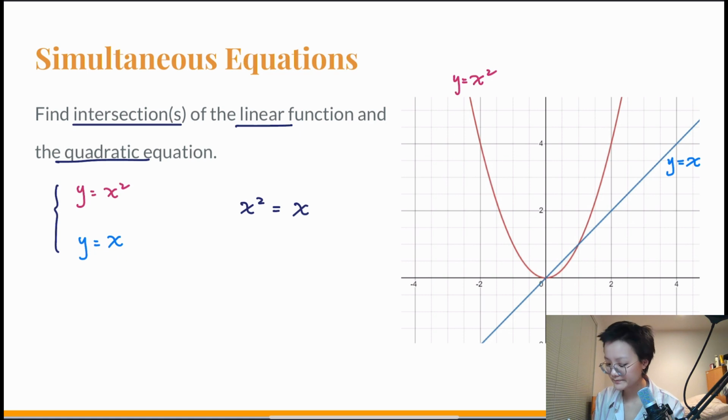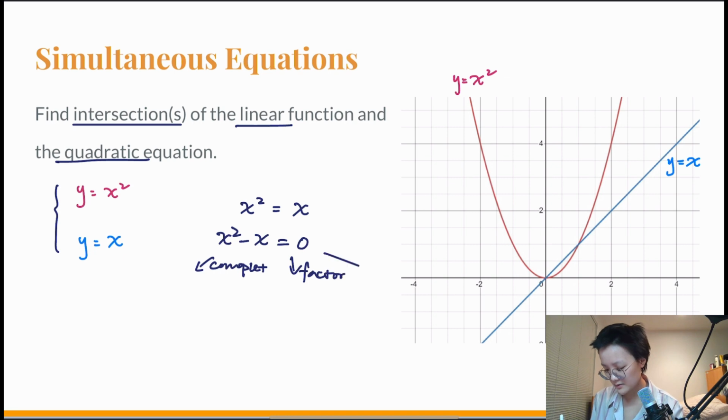How to solve it? Move it to the same side, equals 0. This is the standard form. Now, you can use either method you like to solve it. You could complete the square if you like, or you can factor it, or you can use the formula. In this case, I feel like factorization will make it easiest. So we will have x times (x minus 1) equals 0. So there are two intersections, that is x equals 1 or x equals 0.